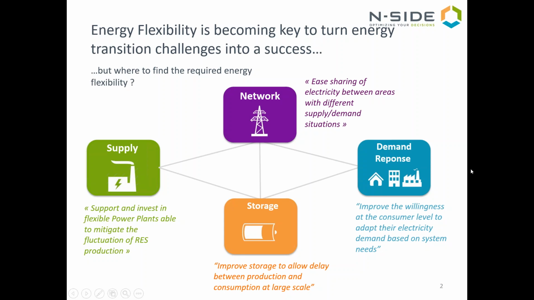So we all agree on the fact that energy flexibility is becoming key to turn energy transition challenges into a success. But the question is, okay, where to find these energy flexibilities? So should we find these energy flexibilities in the supply and maybe support or invest more into flexible power plants that enable to mitigate the fluctuation of renewable productions? Should we invest into a network and maybe ease the share of electricity between areas with different supply and demand situations? So for instance, increasing interconnection grids, but this is a high cost to be considered.